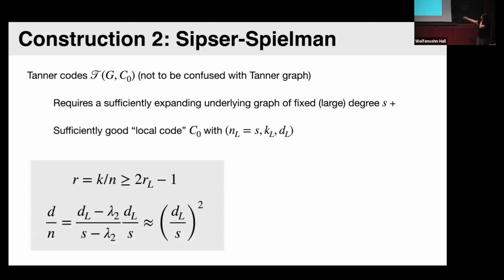And then, once you have this sufficiently expanding underlying graph, which we're now quantifying with this eigenvalue λ2, or we can quantify it with this Cheeger constant, once you have that, and if you have a sufficiently good local code, in particular, this local code should satisfy a property.